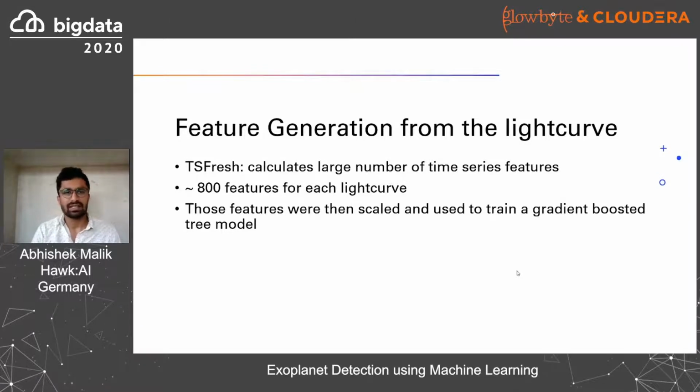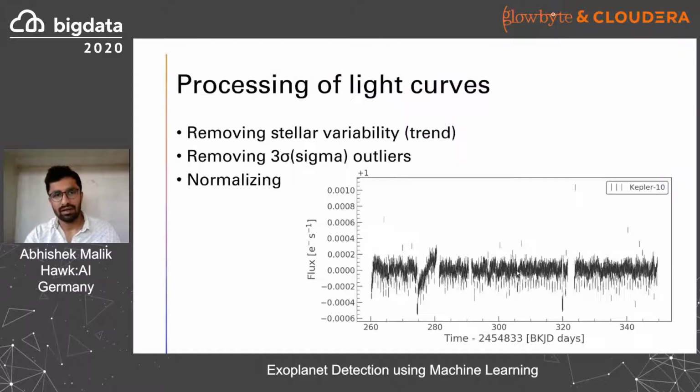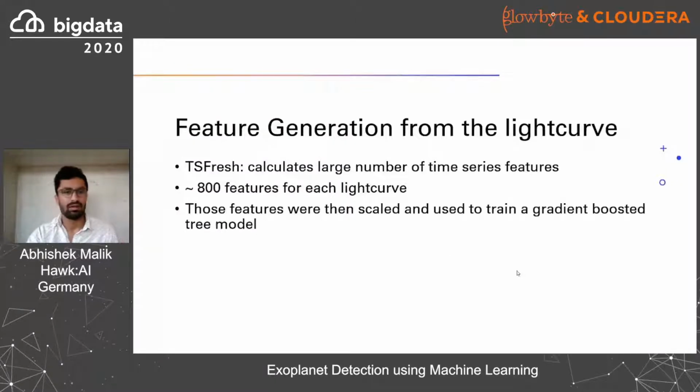Now, before we can use this time series for the machine learning analysis, the first step would be to generate generalized time series features from it. By generalized features, I mean features like the mean of a time series, the standard deviation of a time series, and so on and so forth. For this, we don't calculate them one by one. We use a library called tsfresh, which will generate nearly 800 features for each time series you give. And you don't have to give a light curve. You can give any time series data you have. This library is basically there to find all these features for any time series. Those features were then scaled and used to train a gradient boosted tree model.